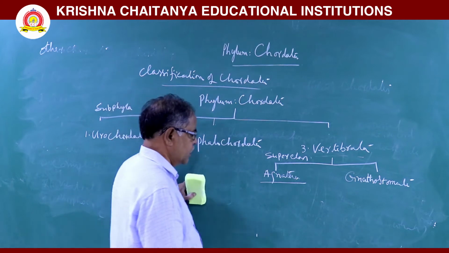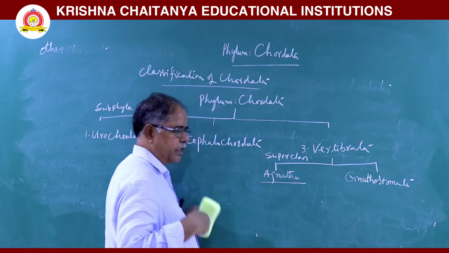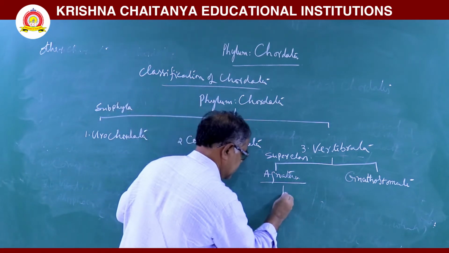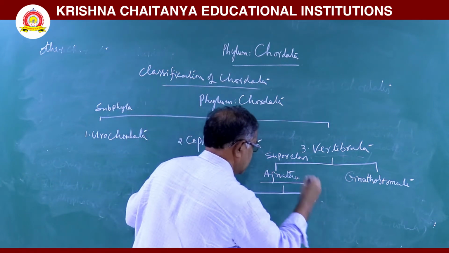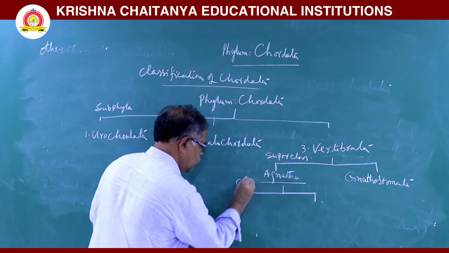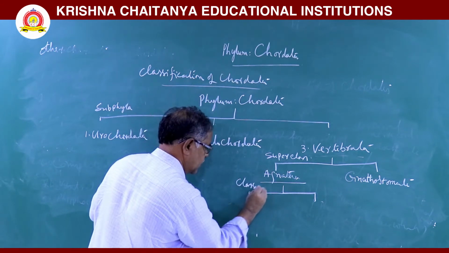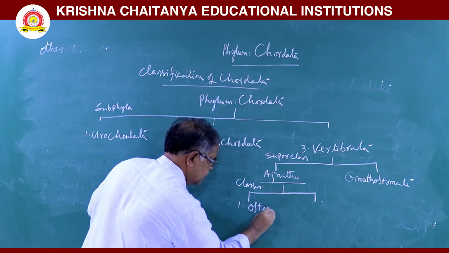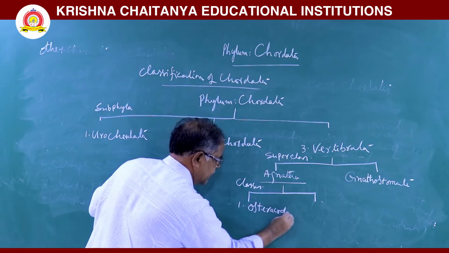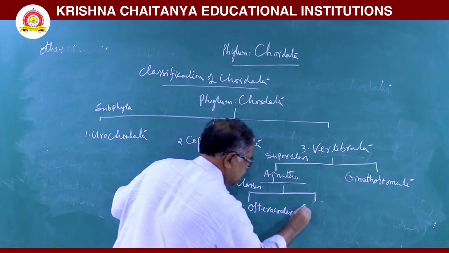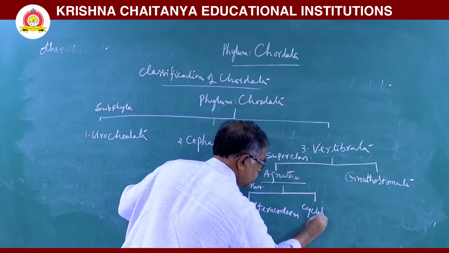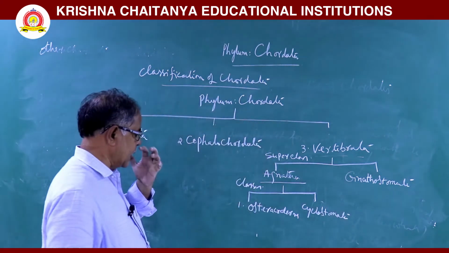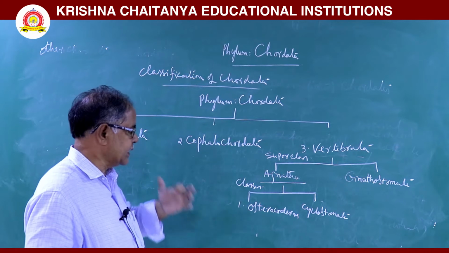Next, in this Agnatha, some are extinct, some are extant. So, by this character, this superclass is further classified into 2 classes. One is Ostracodermi. Second one is Cyclostomata. These ostracoderms are extinct agnathans.